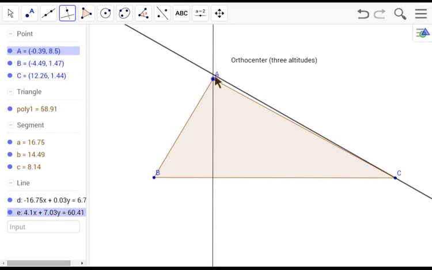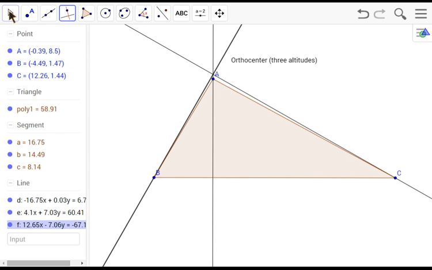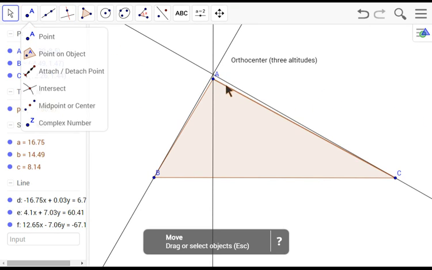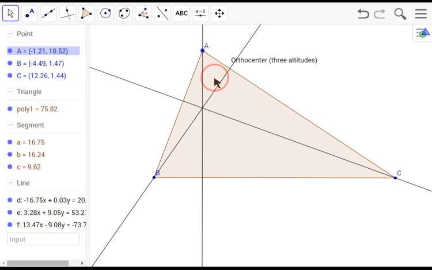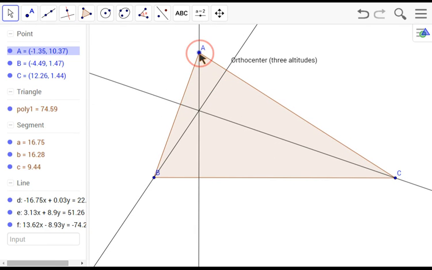Notice how it's outside the triangle here. I'll explain that in a moment. B and its opposite side. There we go. Ooh, that one's outside too. So let me adjust point A and move it so now you can see that it's on the inside there.